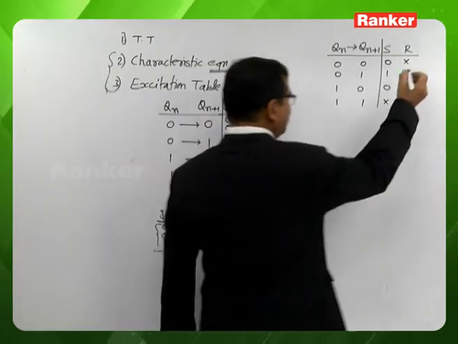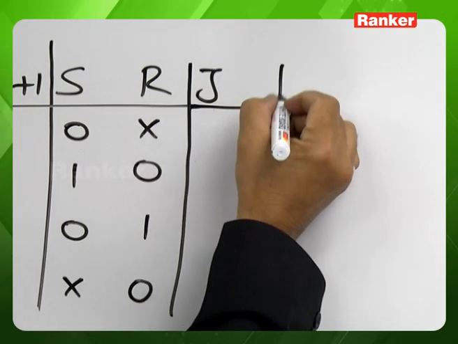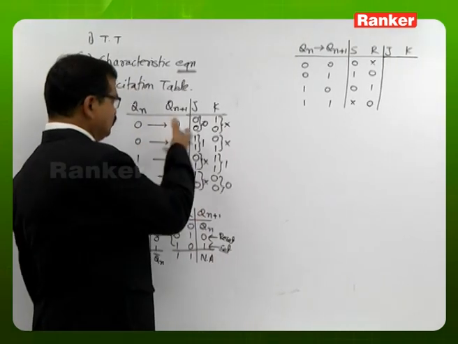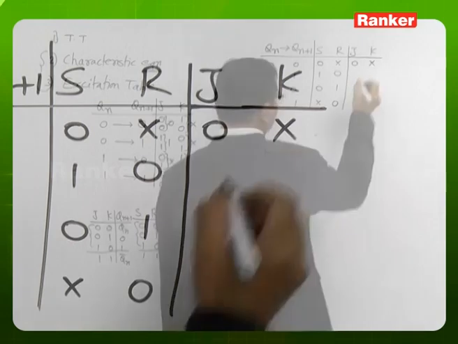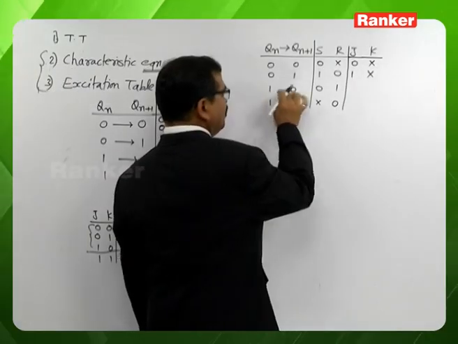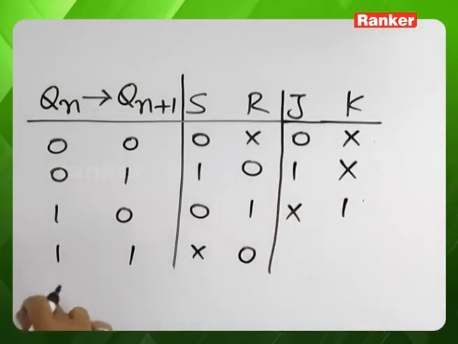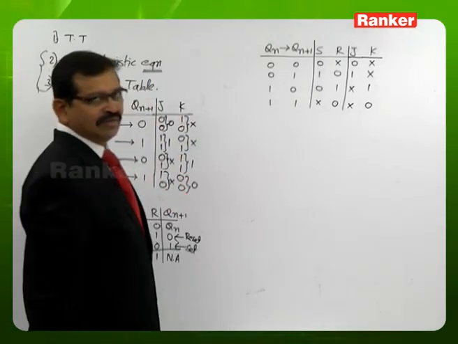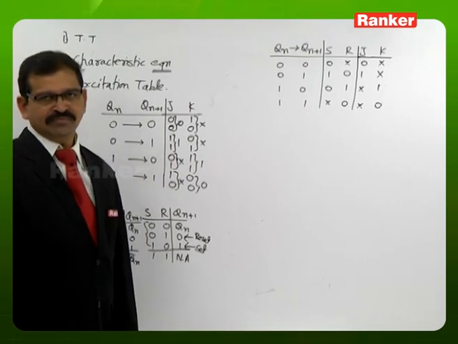So, we are consolidating the JK flip-flop excitation table. We are able to say from this. For transfer 0 to 0, J must be 0, K may be of any value. For 0 to 1 transfer, J must be 1, K may be of any value. For 1 to 0 transfer, K must be 1, J may be of any value. For 1 to 1 transfer, K must be 0, J may be of any value. So, it is the excitation table of the JK flip-flop.